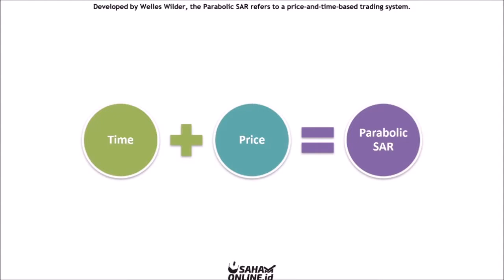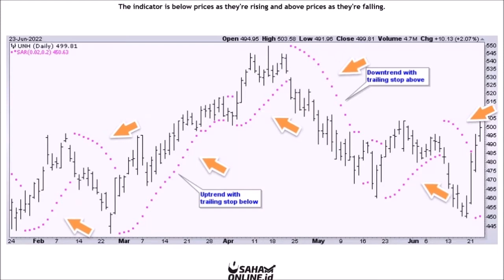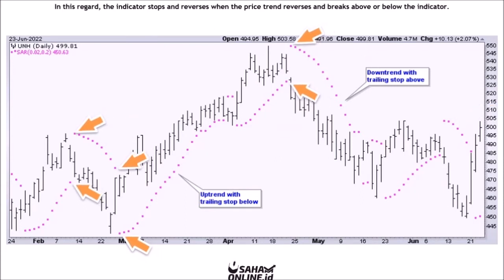Developed by Welles Wilder, the Parabolic SAR refers to a price and time-based trading system. Wilder called this the Parabolic Time Price System. SAR stands for Stop and Reverse, which is the actual indicator used in the system. SAR trails price as the trend extends over time. The indicator is below prices as they're rising and above prices as they're falling. In this regard, the indicator stops and reverses when the price trend reverses and breaks above or below the indicator.